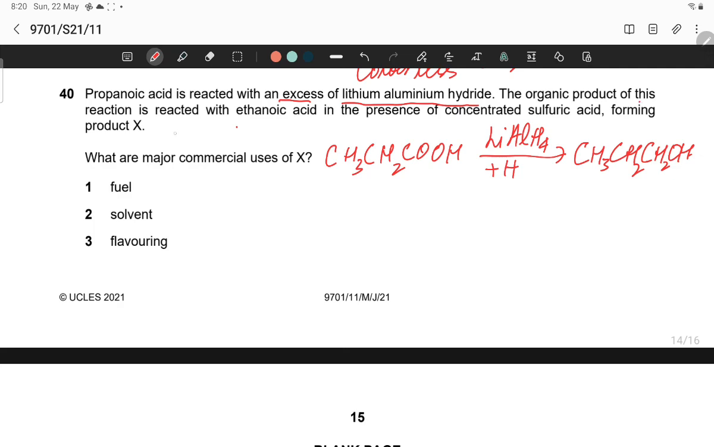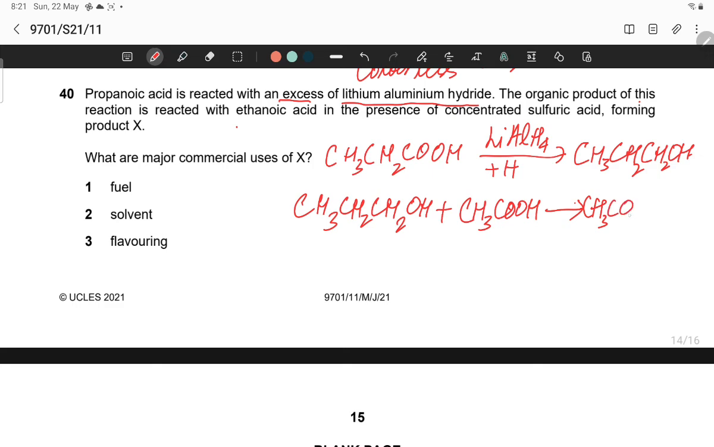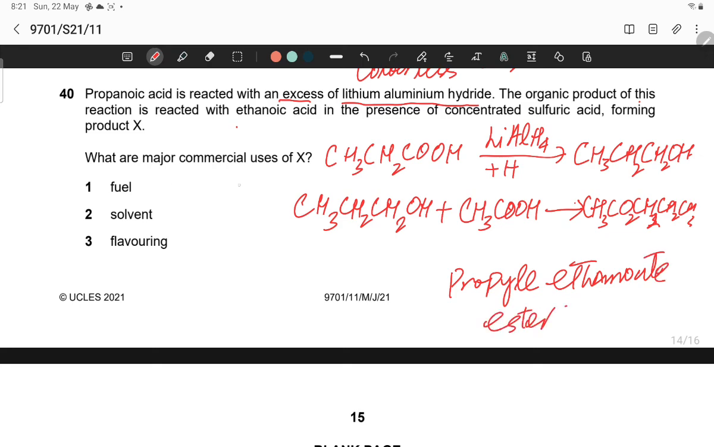The organic product of this reaction is reacted with ethanoic acid. CH3CH2CH2OH plus ethanoic acid, CH3COOH, forms CH3CO2CH2CH2CH3. So propyl ethanoate is formed. So this is an ester. What are the major commercial uses of X? It is not used as a fuel, it is used as a solvent and as a flavoring. When statements 2 and 3 are correct, the option will be C.